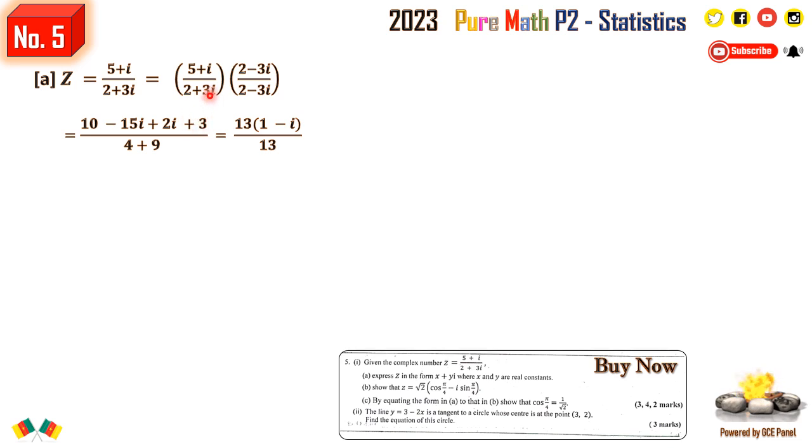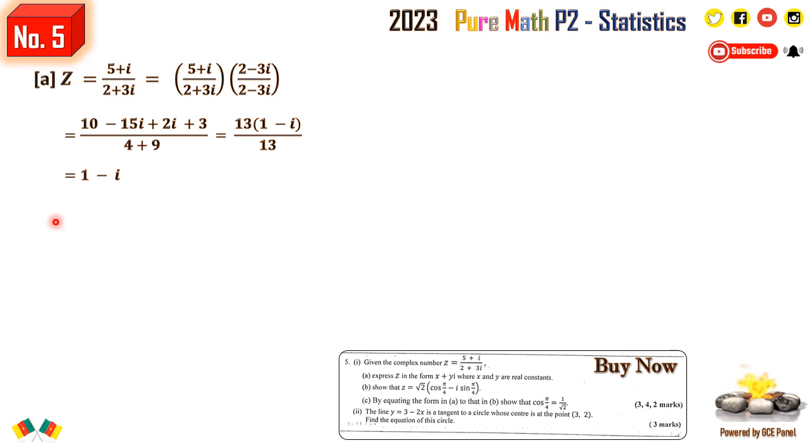For the denominator, we can just take 2 times 2, 4, plus 3i times minus 3i, which is equal to plus 9. So finally, we have 13 minus 13i on 13, which is equal to just 1 minus i. So we have written it in the form x plus yi. In this case, our x is 1, our y is negative 1.